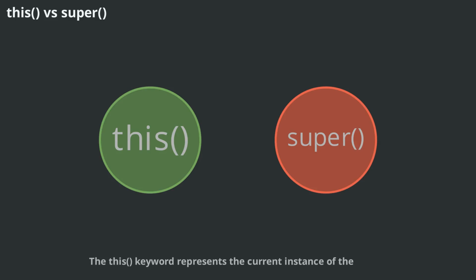The this keyword represents the current instance of the class and calls the default constructor of the same class. It also accesses methods of the same class. The super keyword represents the current instance of the parent class, calls the default constructor of the base class, and accesses methods of the parent class. These keywords help manage inheritance and constructor chaining in Java.